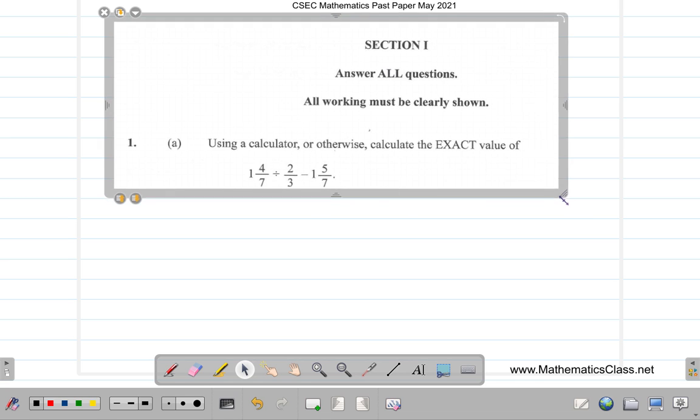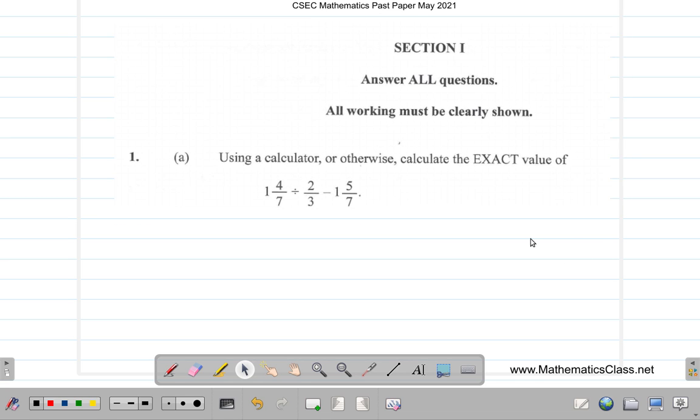Let me make this bigger so you can see it easier. Alright, we have it now: 1 and 4/7 divided by 2/3 minus 1 and 5/7. You see it?